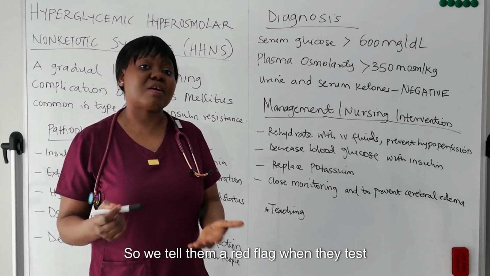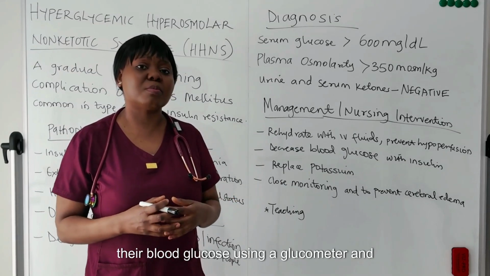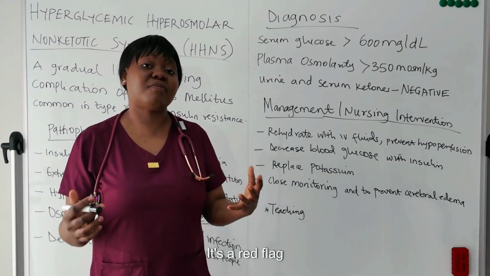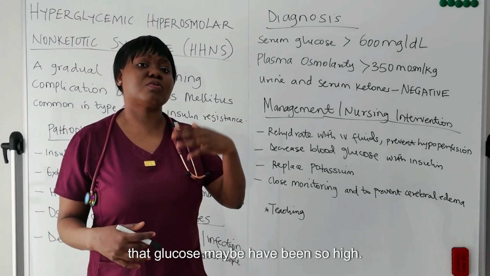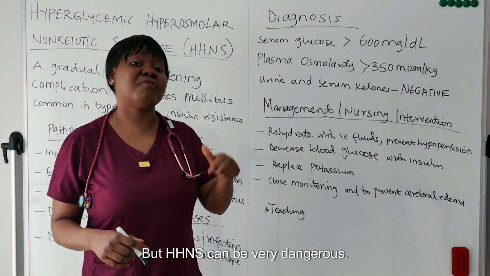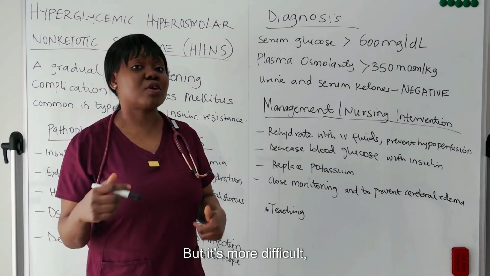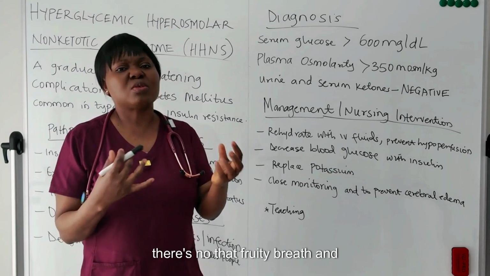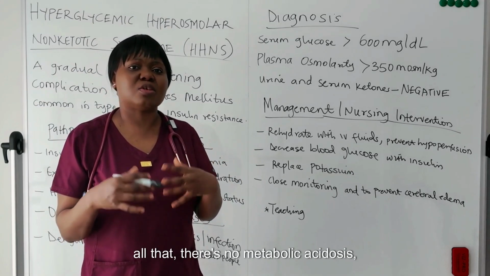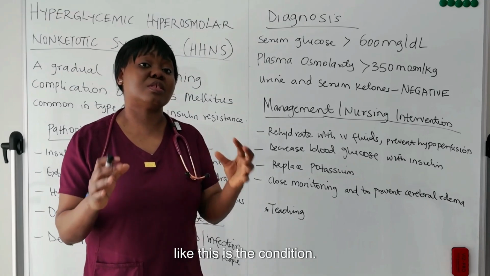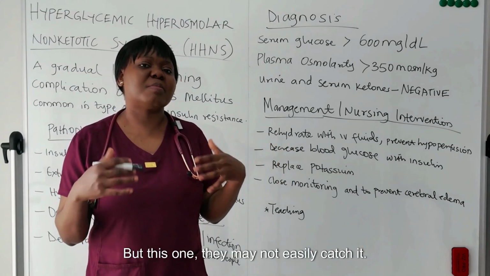We tell them a red flag: when they test their blood glucose using a glucometer and they see a very high value, or they can't even see the reading, it's a red flag that glucose has been so high, because it happened gradually. It's not going to happen suddenly. HHNS can be very dangerous, but it's more difficult to diagnose, because there's no fruity breath and all that. There's no metabolic acidosis, unlike in DKA, where they easily catch it and say, oh, this is the condition. But this one, they may not easily catch.